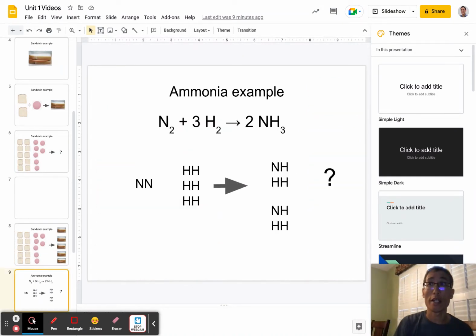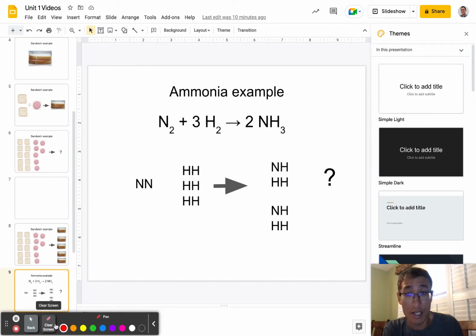So let's switch to a chemical example now. And the one I'm going to look at is the formation of ammonia. Ammonia is NH3. It's a compound used in cleaning. And the chemical equation for this is nitrogen, N2, reacts with 3 hydrogen molecules, 3H2, and that forms 2 molecules of ammonia.